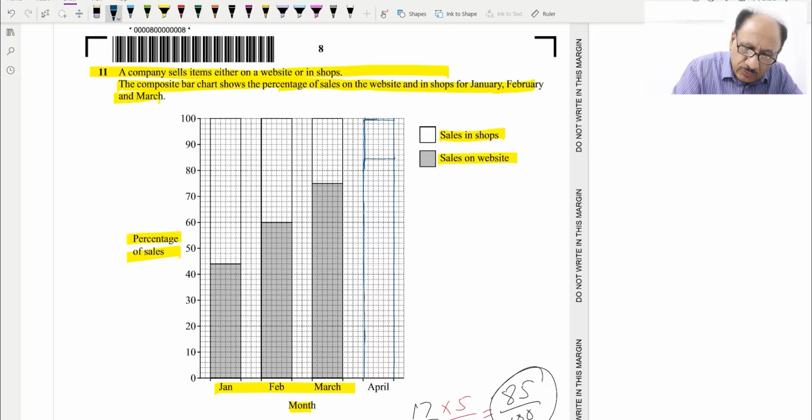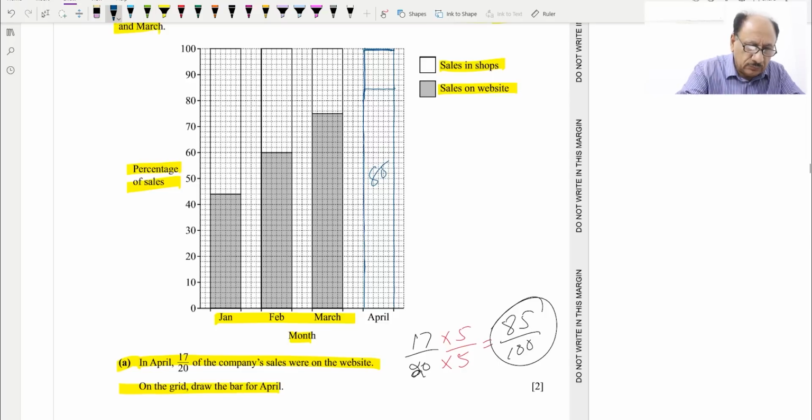This one up to this maximum level, and this one is basically 85. This one is 85. So 85. Okay, so we can even differentiate this section also.